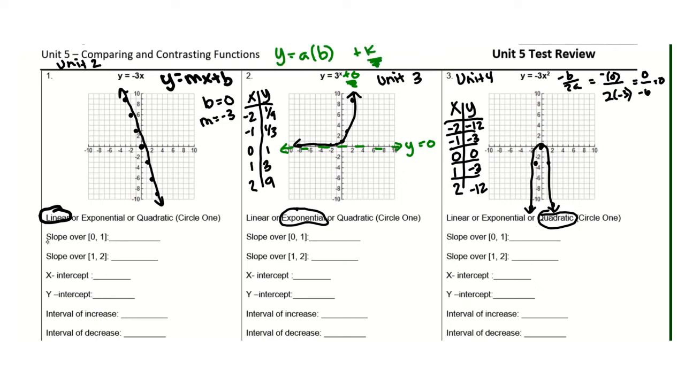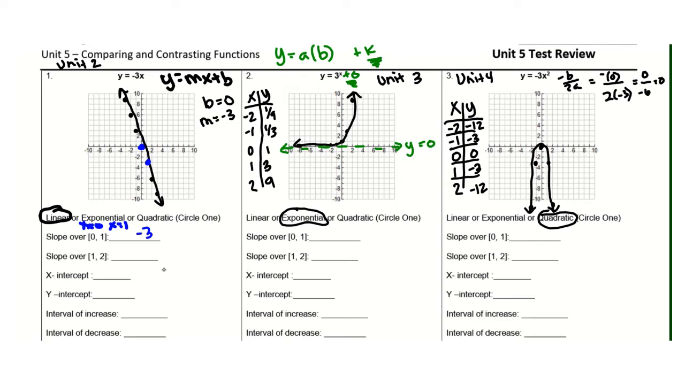So if we look at the slope over the interval from 0 to 1, this is telling you to find the slope between when x is 0 and when x is 1. So when x is 0, that's right here, and when x is 1, that's right here. To find the slope, I can do rise over run. So I'm going to go down 1, 2, 3, and to the right one. So my slope is negative 3 over 1, which is negative 3.